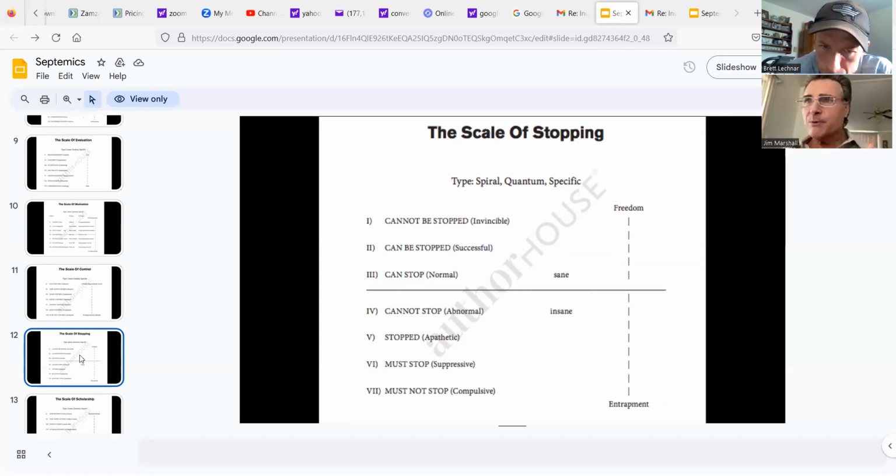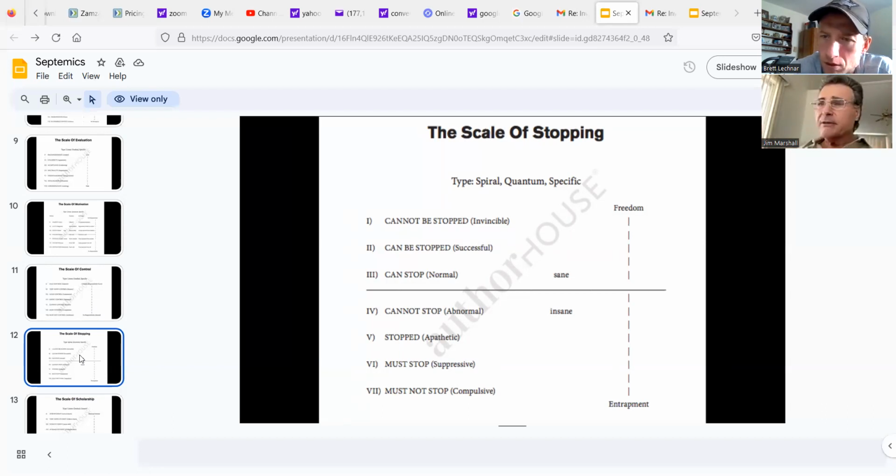Like you could stop smoking, which means discontinue smoking, or you could stop someone from setting your house on fire, which means you're preventing it, okay? But both of those things are inherent in this scale, which is very interesting to me.